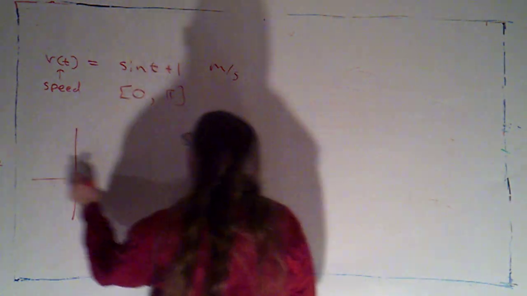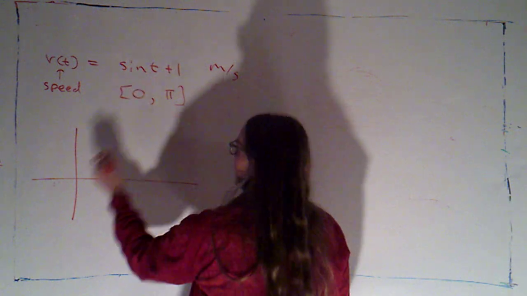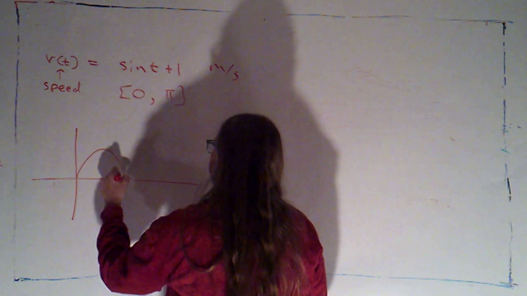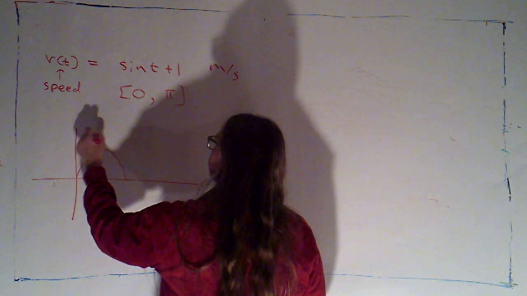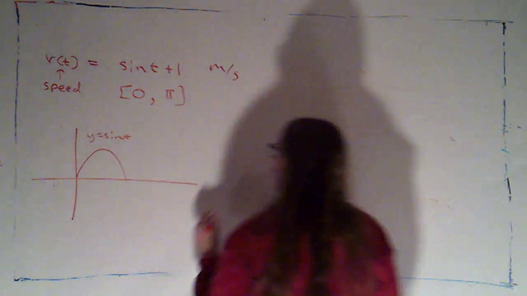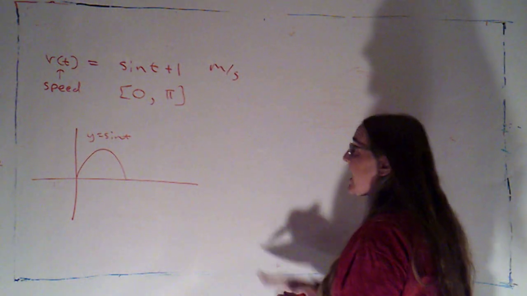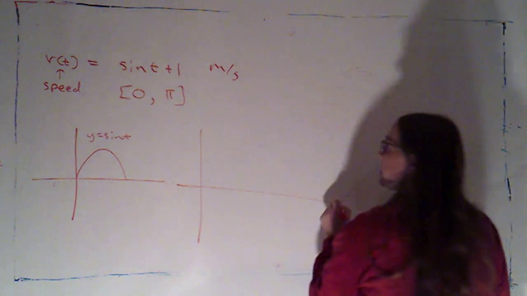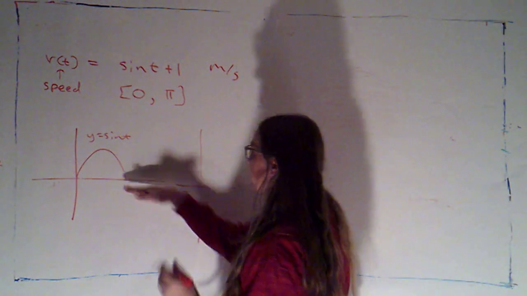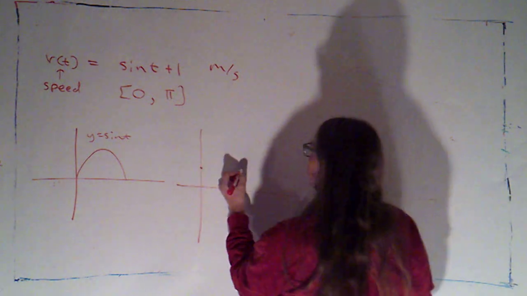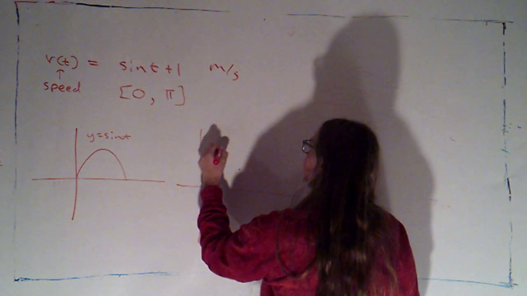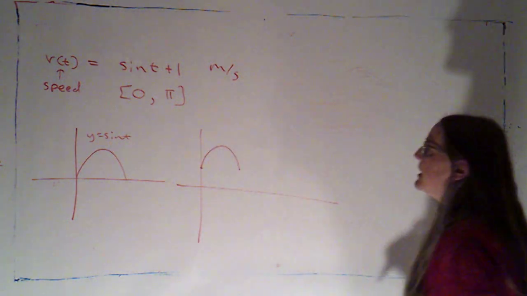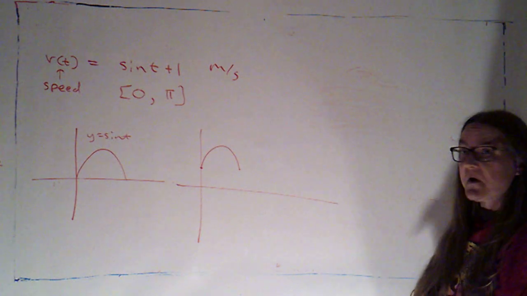So I know what sine of t looks like on this interval. Sine of t would just look like this. Now I'm moving that up 1, so that's just going to be a vertical translation up 1. Instead of the starting and ending points being at a height of 0, they're now at a height of 1. Okay, so we've got something like so.